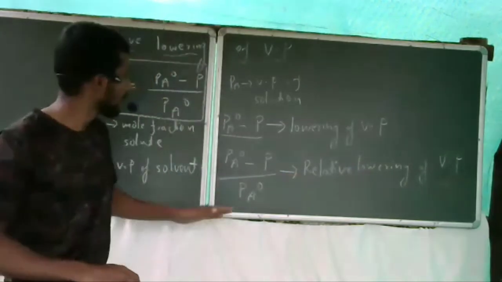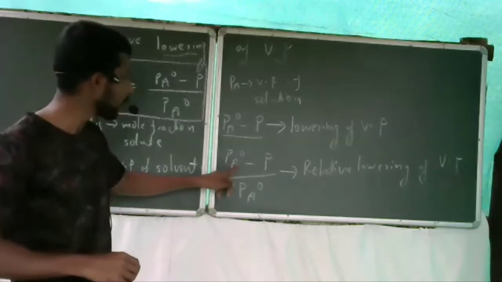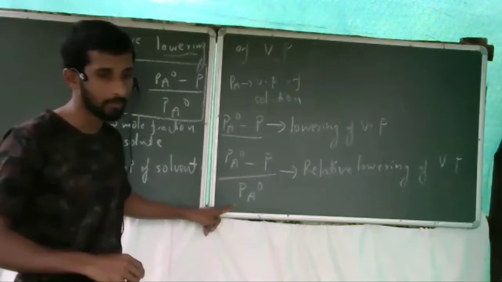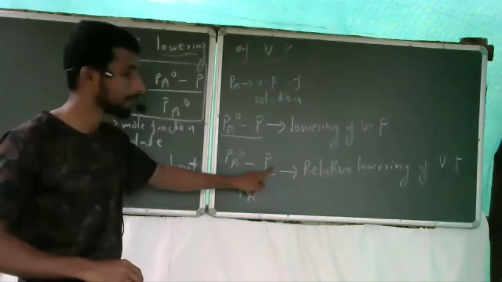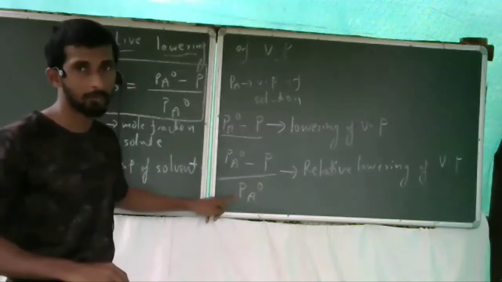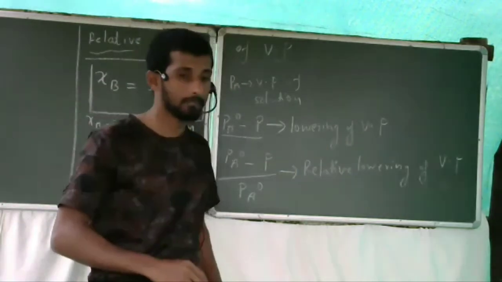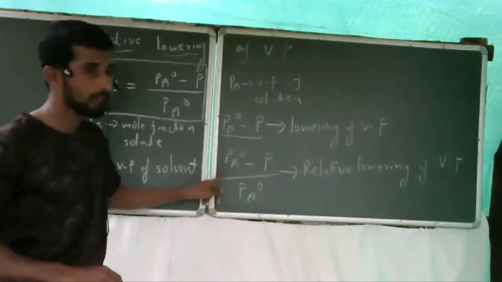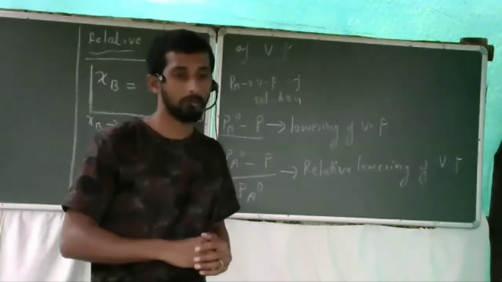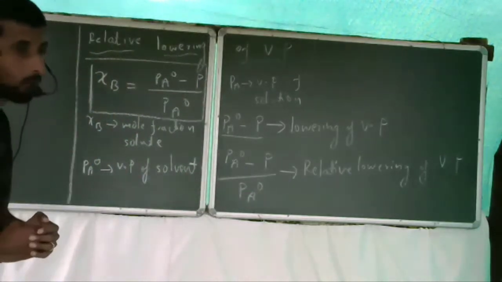So we can write the definition of relative lowering of vapor pressure: it is the ratio of lowering of vapor pressure to the vapor pressure of the pure solvent. Pa naught minus P is nothing but lowering of vapor pressure, Pa naught is the vapor pressure of the pure solvent, and that ratio is called relative lowering of vapor pressure. That is the expression for relative lowering of vapor pressure.